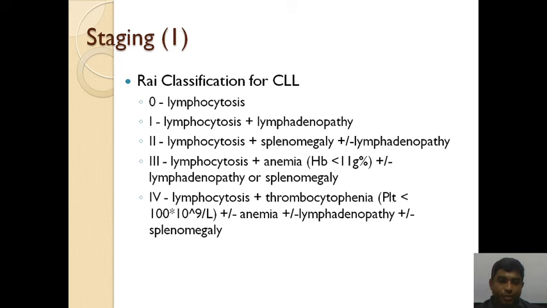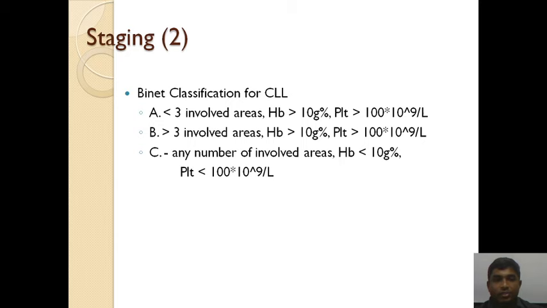Here the hemoglobin is defined as less than 11 grams per deciliter. The patient may or may not have lymphadenopathy or splenomegaly, but usually these are present. In stage 4, in addition to lymphocytosis, you have thrombocytopenia with platelets less than a lakh, and you may or may not have other features. In the Binet classification, it's classified into stage A, B, and C, depending on the number of lymph nodal regions involved, and the presence or absence of anemia and thrombocytopenia.